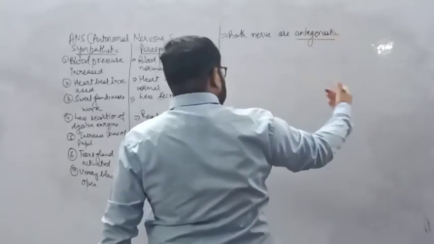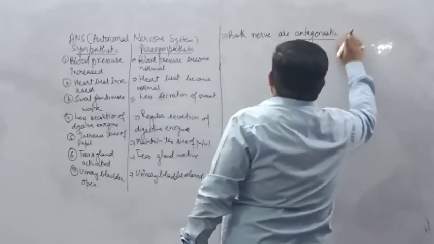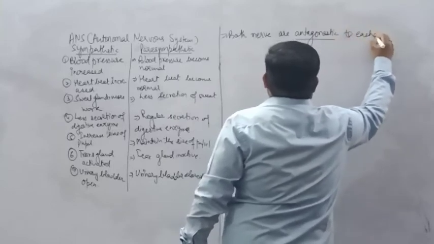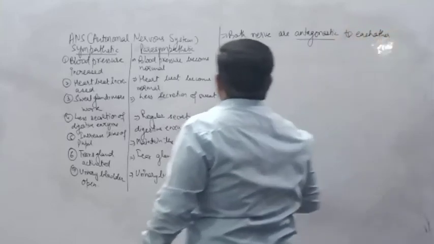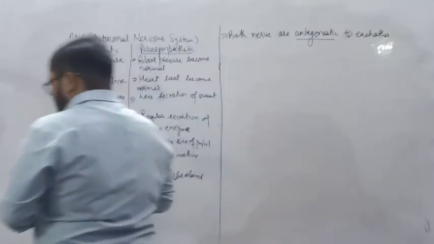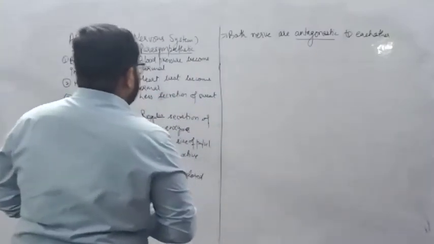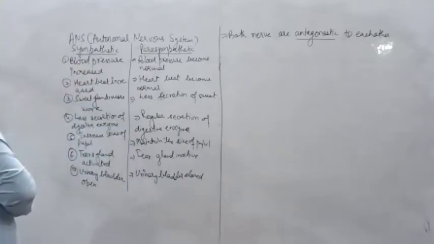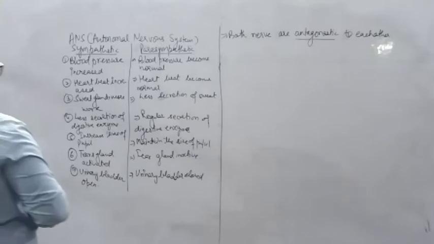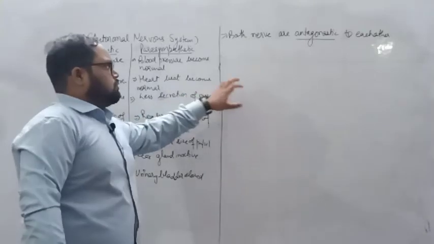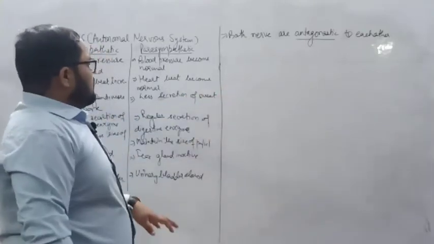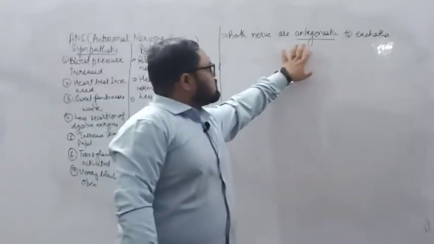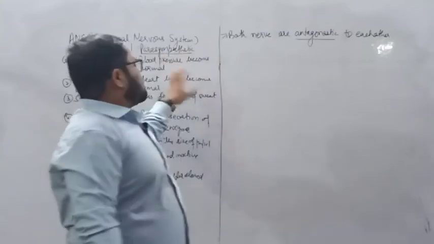Antagonistic means opposite to each other. Okay, clear? So from here you will know the maximum that you need. The question will arise: name the two nerves which are antagonistic to each other. That is parasympathetic and sympathetic nerve.